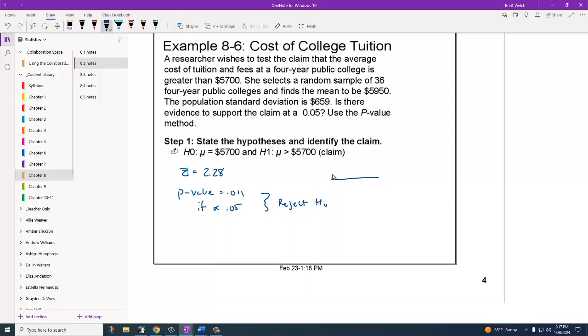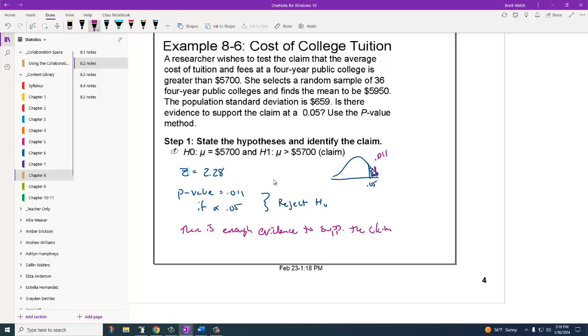Essentially, what you can think of this as is if we had a bell curve, and if 0.05 was right there, the question is, where would the 0.011 be? Because it's smaller, it would be further to the tail. We can see that lands in the rejection region. So we would know that we're going to reject the null hypothesis, and we would say, there is enough evidence to support the claim.